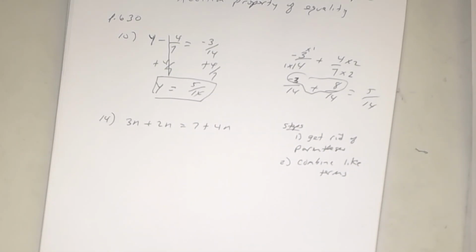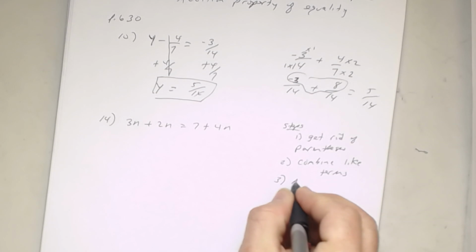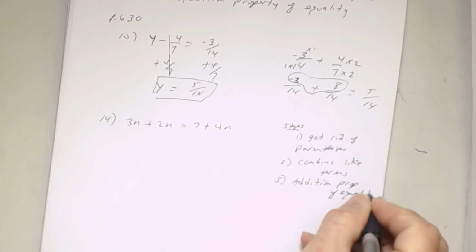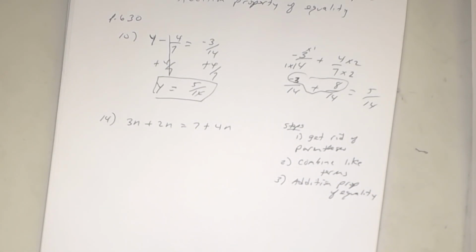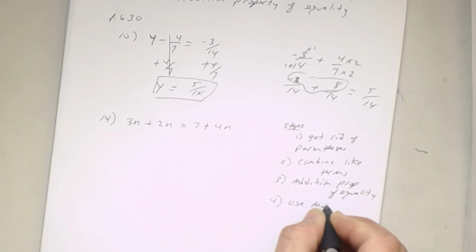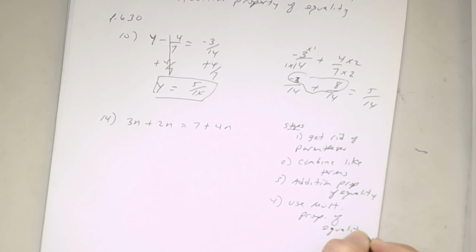All right. And then once you combine like terms, then the next step is to use the addition property of equality. In layman's terms, is that basically saying get the variable by itself? Yeah. But I know I need to know the addition. Yes, you do. So the addition property of equality, and then in section 2, you're going to learn about the multiplication property of equality. So then you're going to use the multiplication property of equality. So basically, those are the 4 things you're going to use when solving an equation.